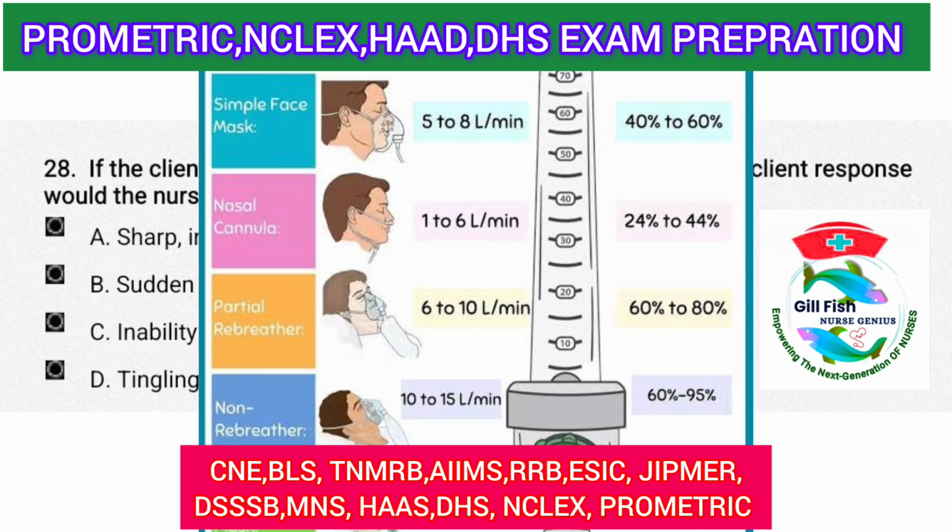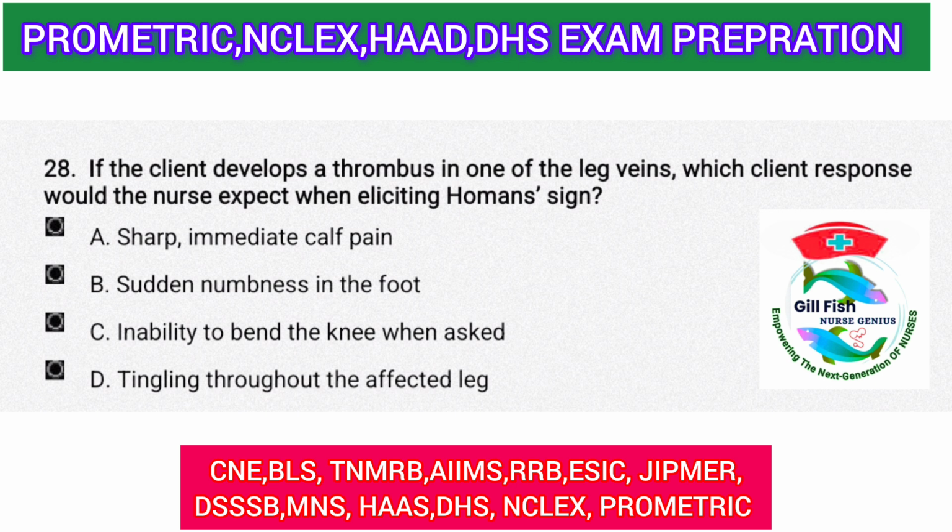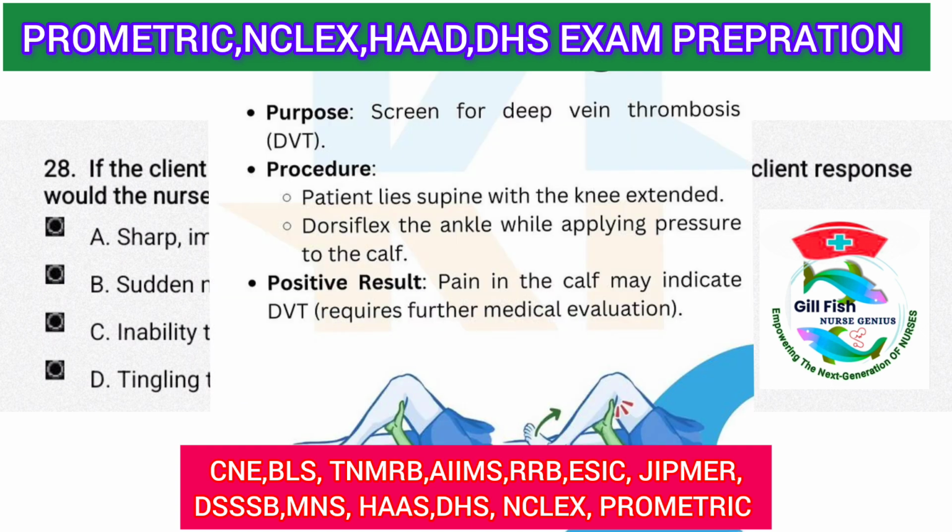Next question. If the client develops a thrombus in one of the leg veins, which client response would the nurse expect when eliciting Homans sign? Option A, sharp immediate calf pain. Option B, sudden numbness in the foot. Option C, inability to bend the knee when asked. Option D, tingling throughout the affected leg. So what is the correct answer here? Whenever you are doing the Homans sign, you will get sharp immediate calf pain. That is why option A will be the correct answer. Just look at the picture to see how to do the Homans sign. I think you have understood the question. Okay, fine. Next, move on to another question.